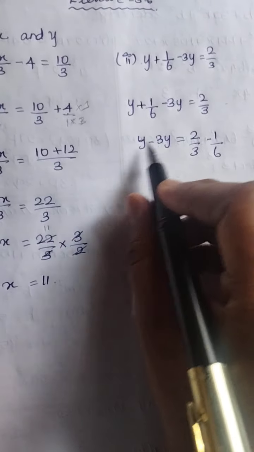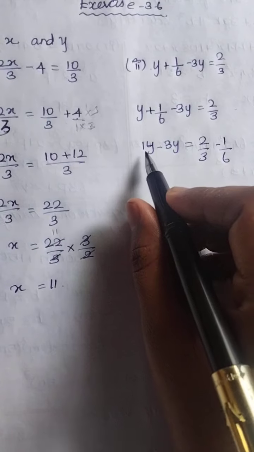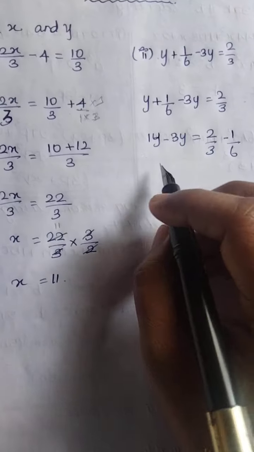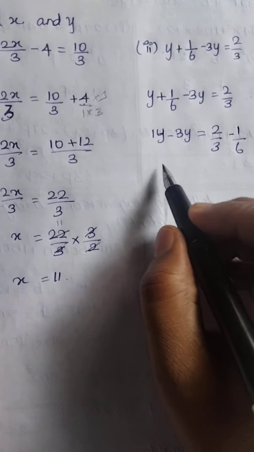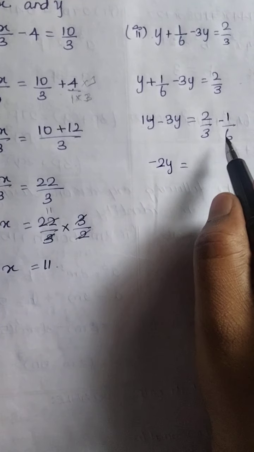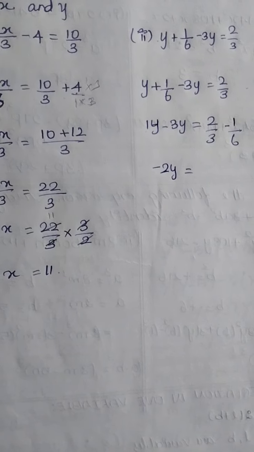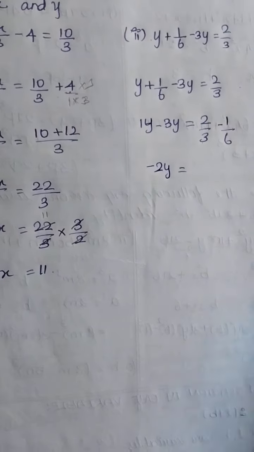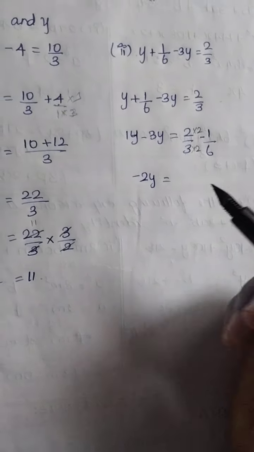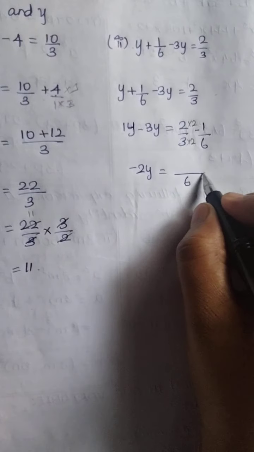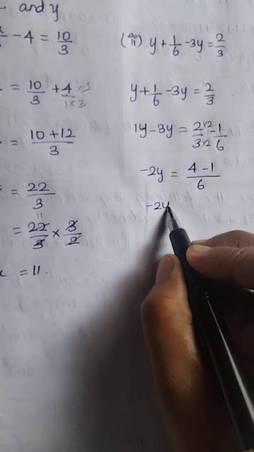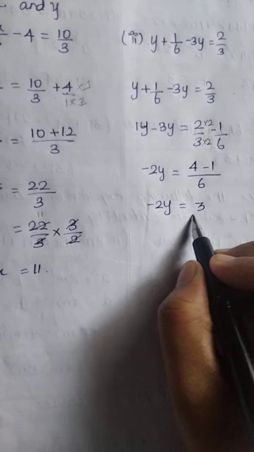Then after that, while subtracting, for a variable without any number, we should remember that 1 is the coefficient of y. Clear? So 1y − 3y will be −2y. It is equal to, we have to take the LCM to get the same denominator. Multiplying 2 into 3, we get 6. So we take the denominator as 6. Then 2 2s are 4, 4 − 1 will be 3, is it? Yes, it will be 3/6.